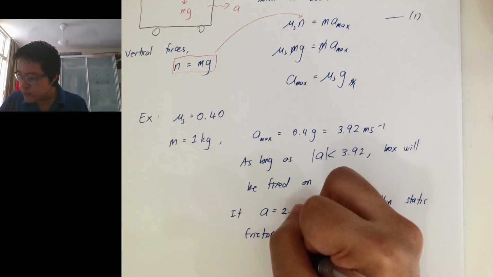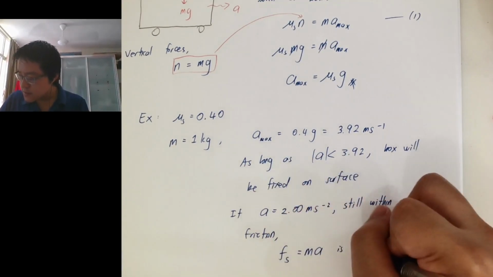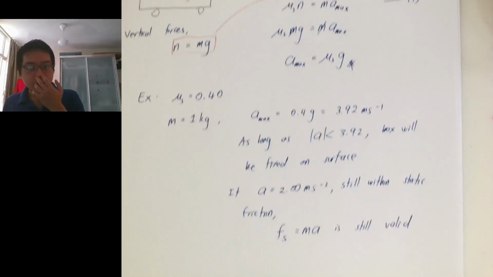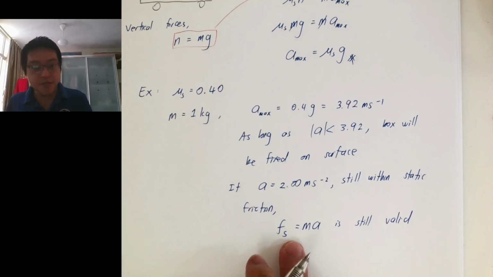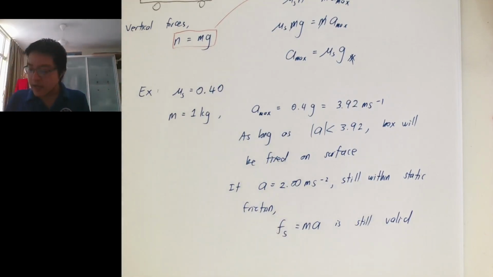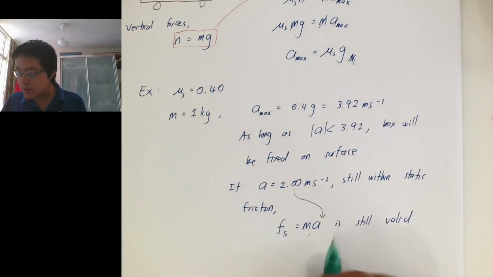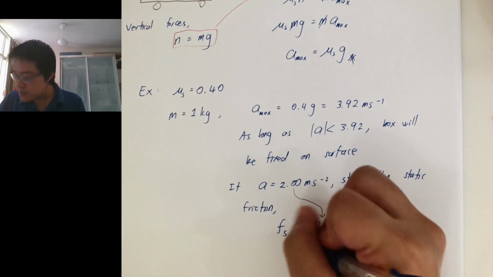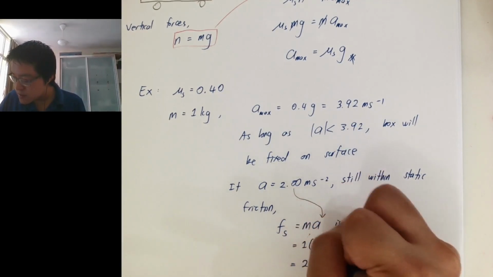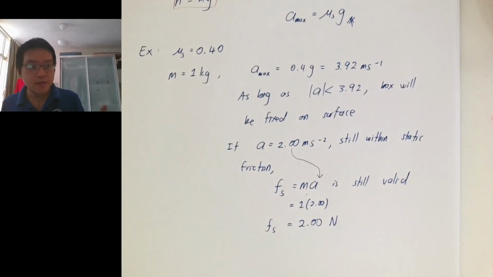So that means the equation is still valid. Okay, so still within this, the equation is still valid. And then in this, if I accelerate at this number, I can actually calculate my static friction force. So this is 1 kg, right? So 1 kg means my static friction is just 1 times 2. So my static friction is just 2 newtons. So in this case, my static friction is 2 newtons.